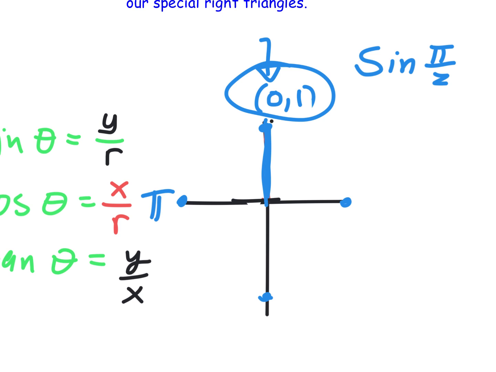Would you please give a name to all these spots so that if they don't give you numbers, you use these numbers. Everybody take a second and label those spots. Like 0, 1, 1, 0, negative 1, 0, 0, negative 1.